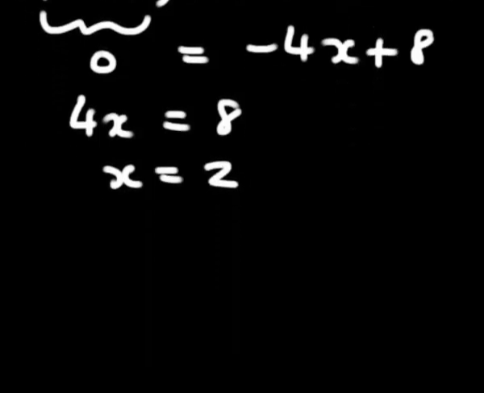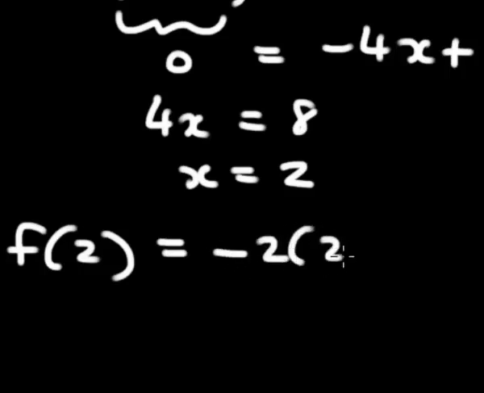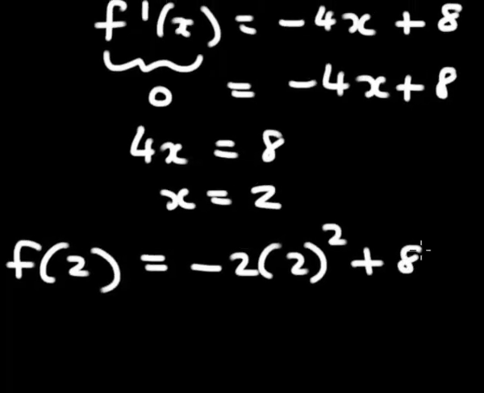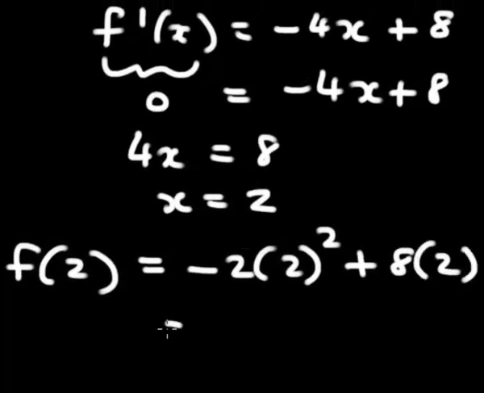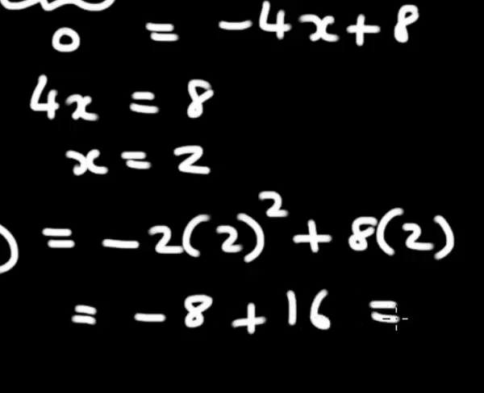Now all we need is the corresponding y value, so we work out f of 2, not f prime, but f of 2. f of 2 is the y value at x equals 2. So go back to the original now, and let's plug in our x value of 2. So what does this give us? Negative 8 plus 16, which is 8.